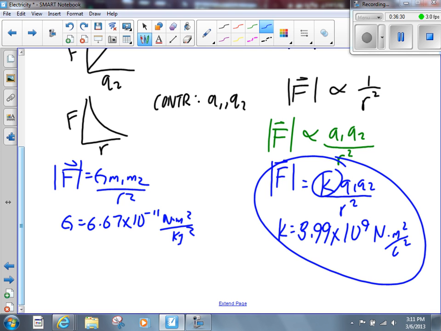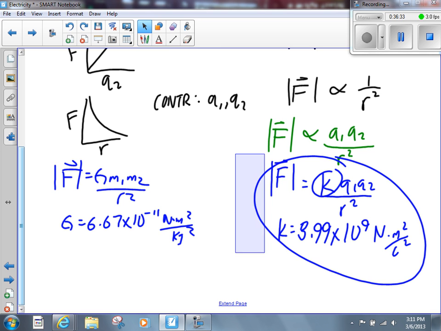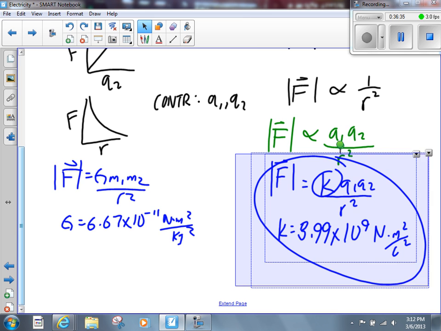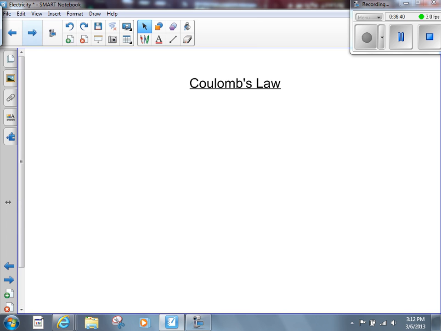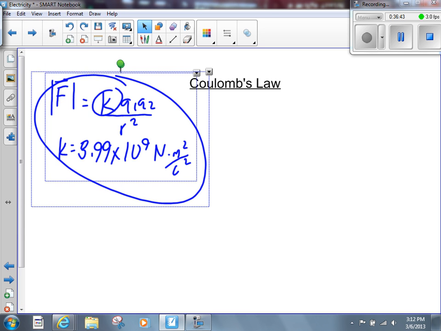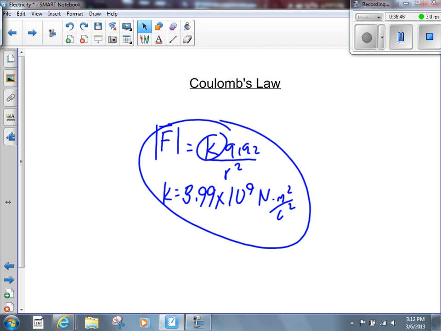This equation that we just derived here is Coulomb's law. Just like G m1 m2 over R squared was Newton's law of universal gravitation. It provided for us the relationship between the masses and the distance separating the masses along with the force. This one provides for us the relationship between the force and the charges and the distance separating the charges.